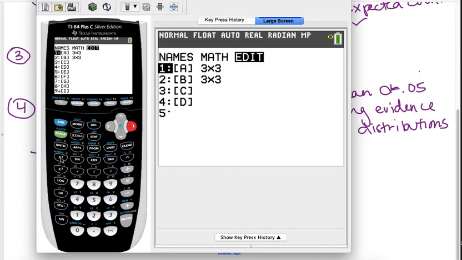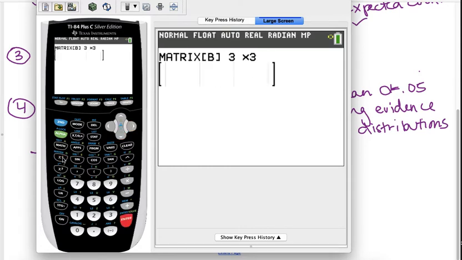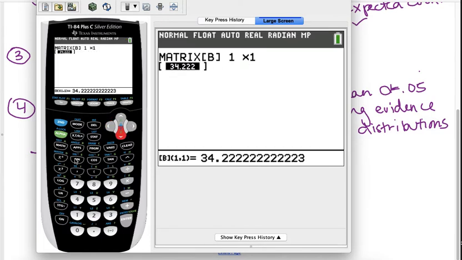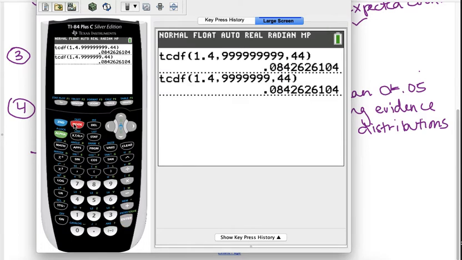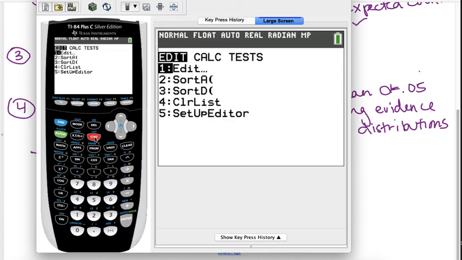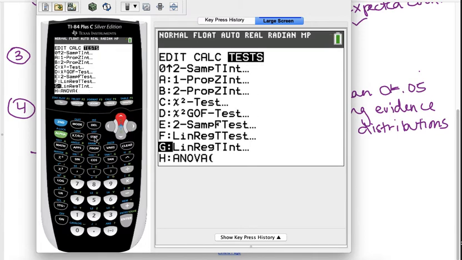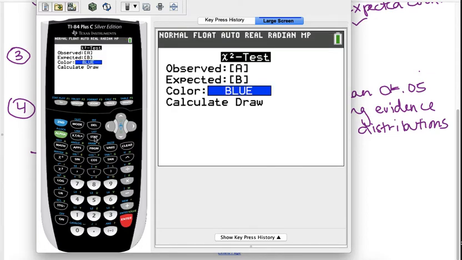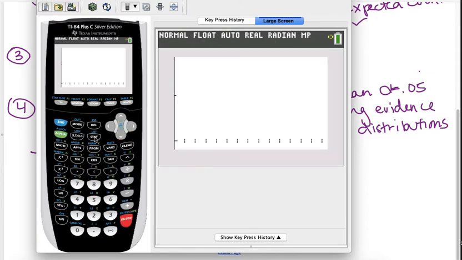If I went to edit and on matrix B, if I just cleared it out, so I'm going to say, let's go 1 by 1, and I'm going to clear that out so I have nothing. Maybe it might have to have a 0 in there. But again, I'm just clearing it out so that you see that it is not matrix B anymore. And I had a student that forgot to calculate his expected values, but still went and ran the test. So he went up here to chi-square test, had forgotten to put it in, plugged it in, and ran it.